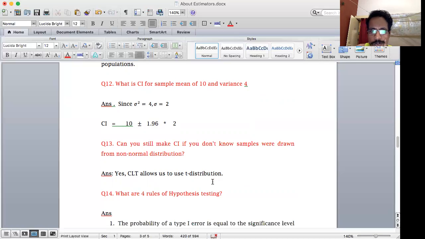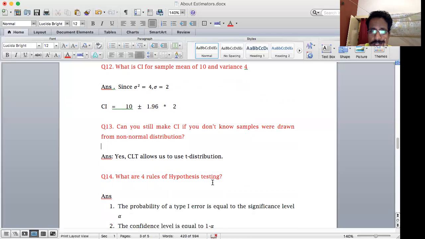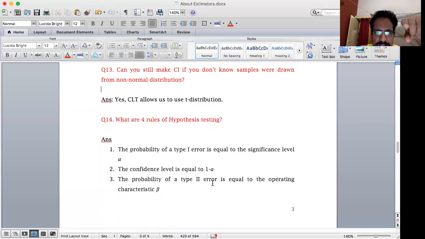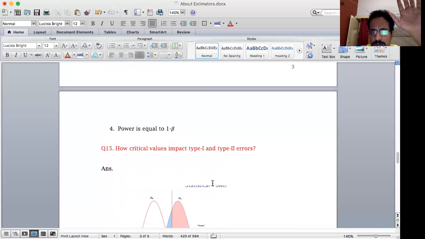Now, what are the 4 rules of hypothesis testing? They are: number 1, the probability of a type 1 error is equal to the significance level alpha. Alpha is the significance level, it is the type 1 error also. The confidence level is 1 minus alpha. The probability of type 2 error is beta, the operating characteristic. And 4, the power is equal to 1 minus beta.